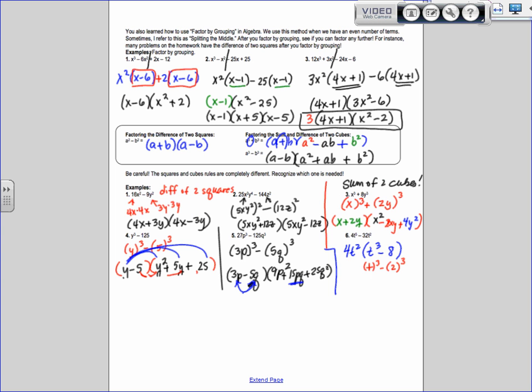Give myself some more room. Okay, so I have 4t squared just on the outside. And then I had t cubed minus 8. So I'm going to have a binomial and a trinomial. So in the first one, I'm just going to have t minus 2. And in the second parenthesis, I'm going to square the first item, square the last item, multiply the two together. Same, opposite, always positive.